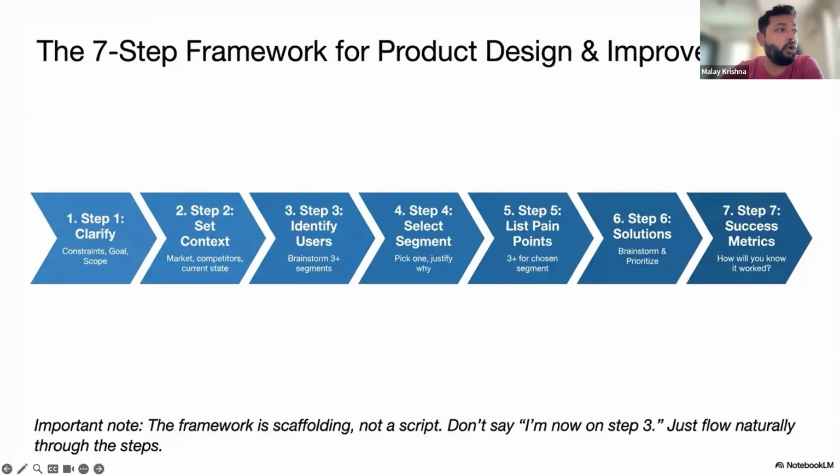Step two, set context, right? Which is brief landscape check, what exists today, why it exists, and so on and so forth. Step three, identify users, brainstorm 3 user segments at least. Step four, select one segment, pick one and justify it. Step five, list down all the pain points, at least three. And step six, brainstorm and prioritize solutions, at least again 3 solutions by impact.